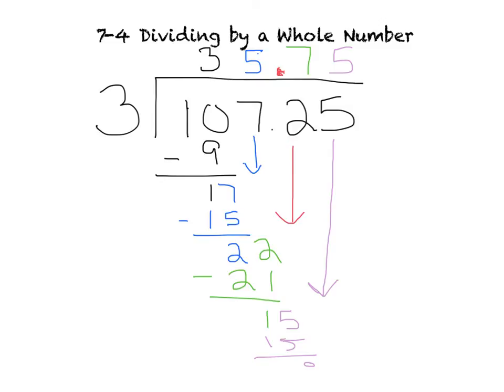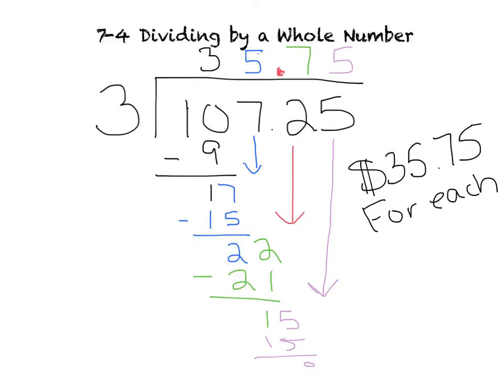And then my final answer, so Natalie doesn't have a cow and come up and try to correct me, is going to be $35.75 for each friend. Oops, buddy, we'll say buddy. There. And that's how simple it is.